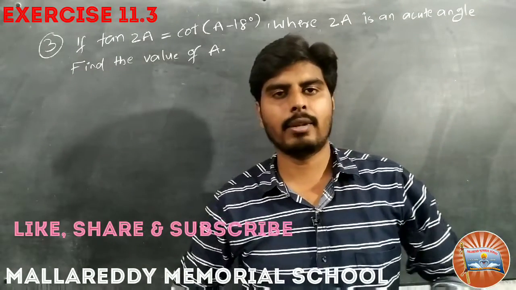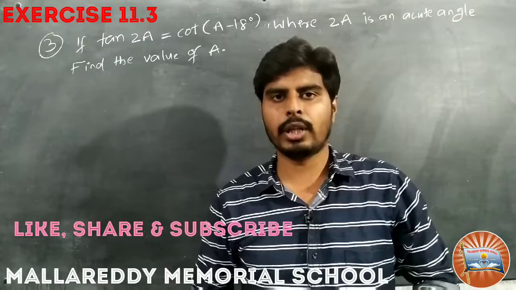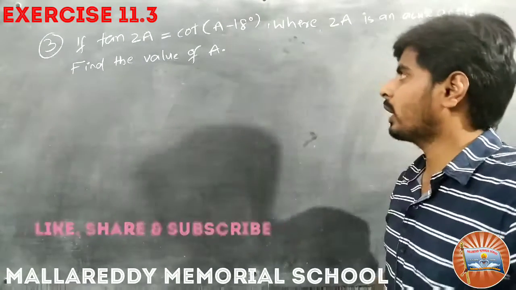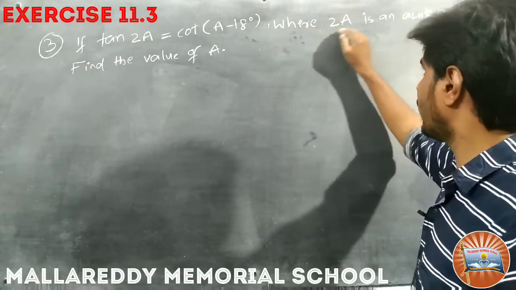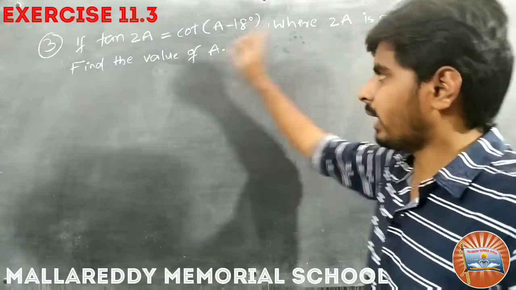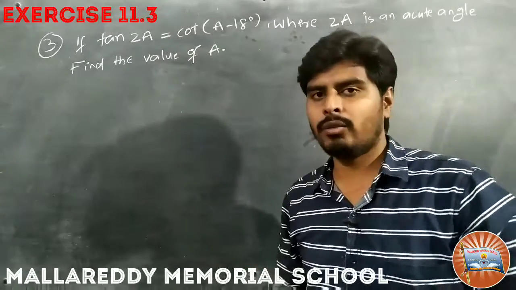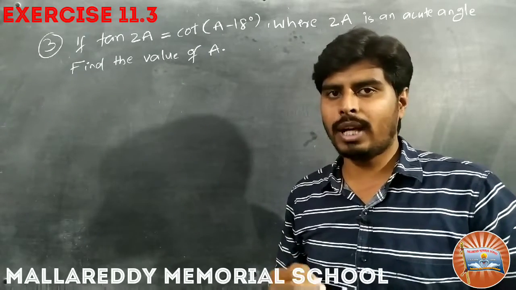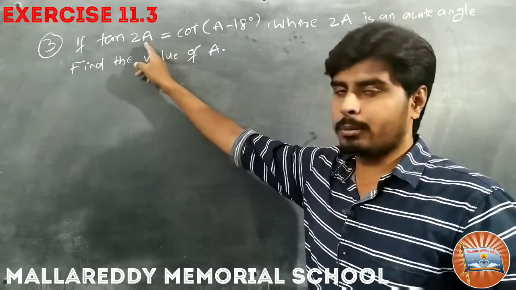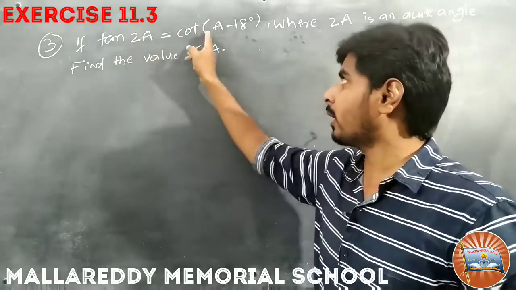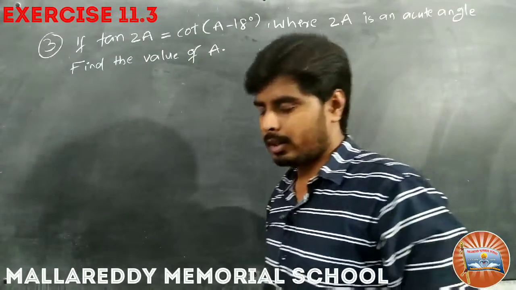Now exercise 11.3 problem number 3. Look at the question, ma. If tan 2a equals cot(a minus 18 degrees), where 2a is an acute angle, find the value of a. So here we have to find the value of angle a by using this concept. What is that, ma? Tan 2a equals cot(a minus 18 degrees), okay, right.